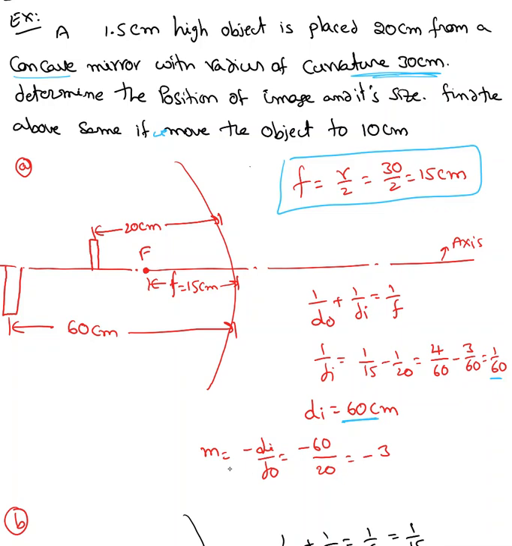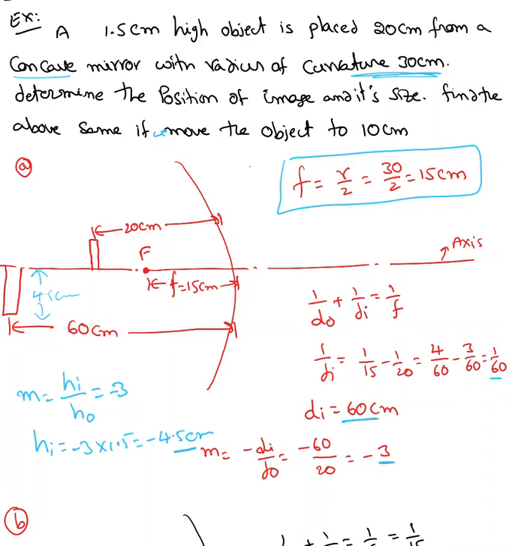Now the magnification factor m equals minus d_i over d naught. So minus 60 over 20, which is minus 3. So the image is going to appear 3 times larger than the object. You can clearly see m equals height of the image over height of the object, which is negative 3. So the height of the image is negative 3 times 1.5, which is given, negative 4.5 centimeters. So the height of the image is 4.5 centimeters, which is three times bigger than the real object.